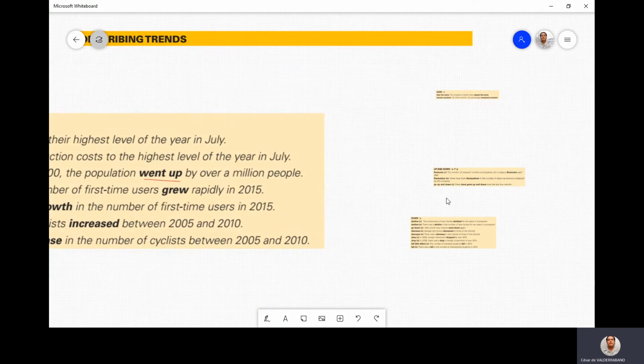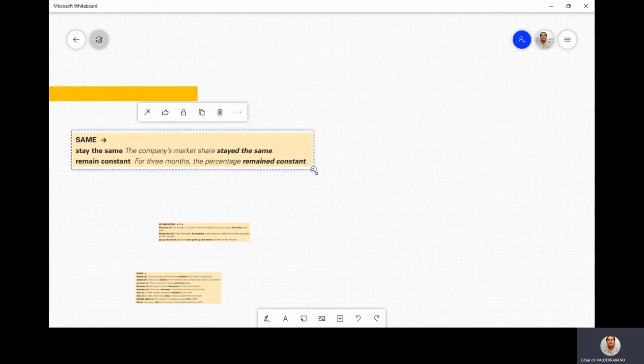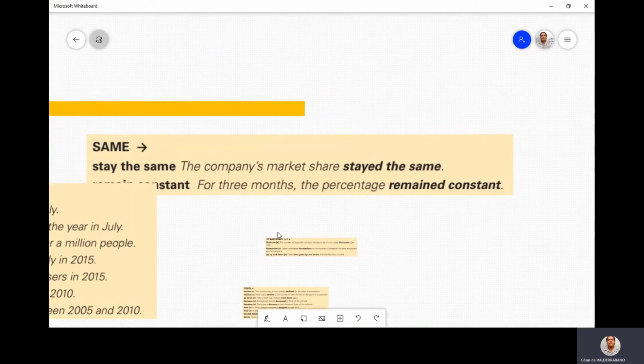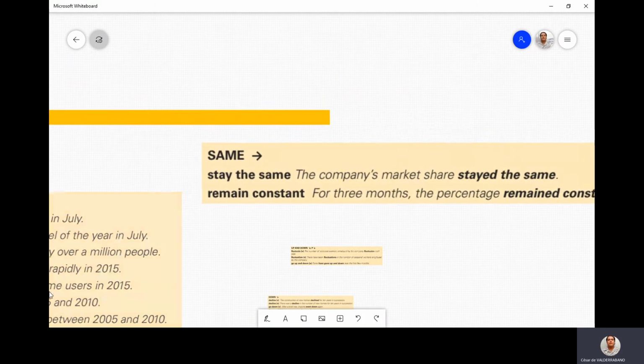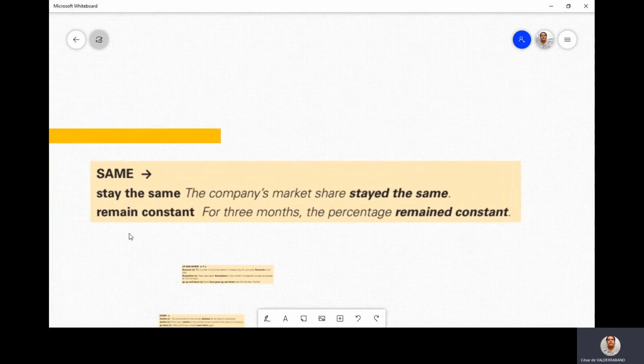Okay, let's go with number two. What happens when we have the same information? Look at this, when we have just the same information. It says here, stay the same. The company's market share stays the same. Remain constant. For 3 months, the percentage remained constant.